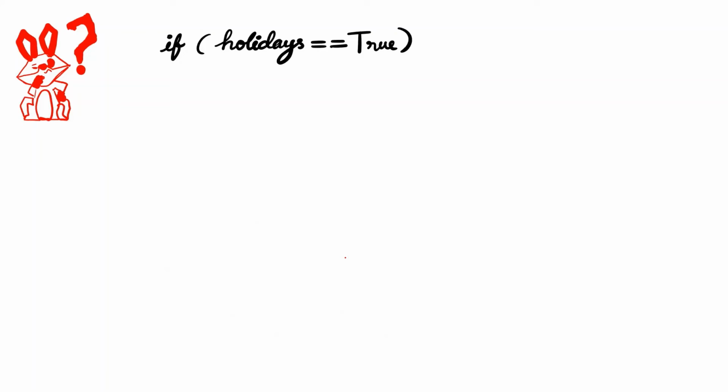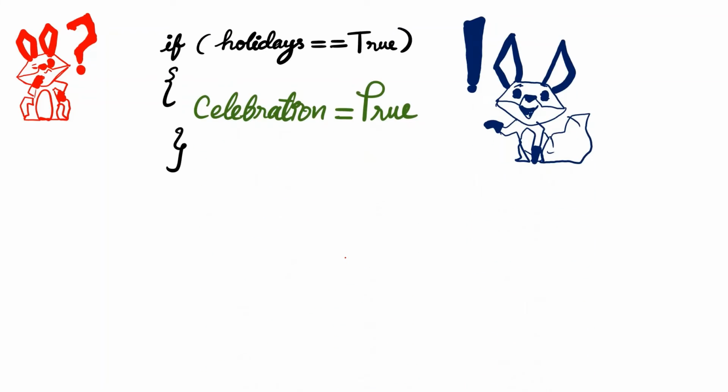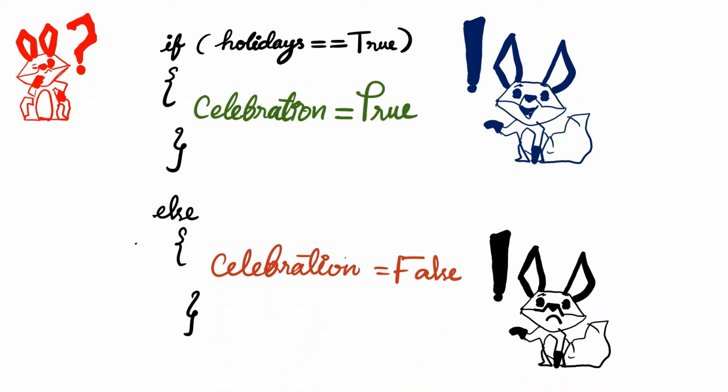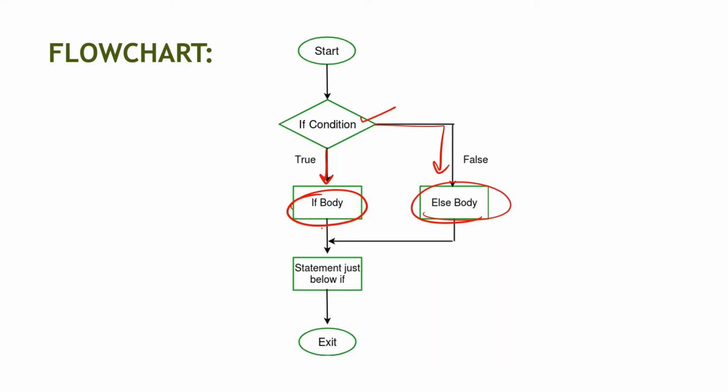Okay, let's see one example. If the holidays are true, then the celebration is true. But if it is not, then the celebration will be false. That's it. Okay, so in this flowchart, we have the if condition. If the condition is true, we simply go with the if body. If it is not, it is directed to the else body. And in the end, it goes to the statement just below the if block, and then it exits.